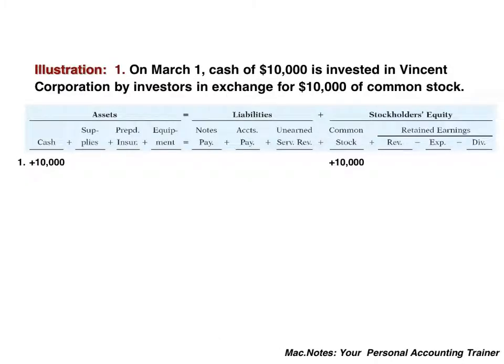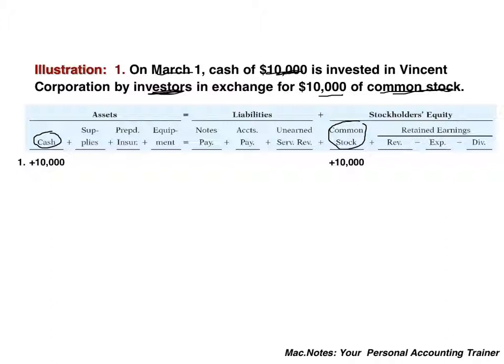Okay, to begin with, let's assume we're Vincent Corporation and we start business on March 1st. And we start by the investors, the owners of the company, putting $10,000 into the company. That is, they put $10,000 into the bank account of the company, and the company issues them $10,000 worth of common shares. Again, two accounts are affected by this transaction. First of all, cash, and secondly, common stock.